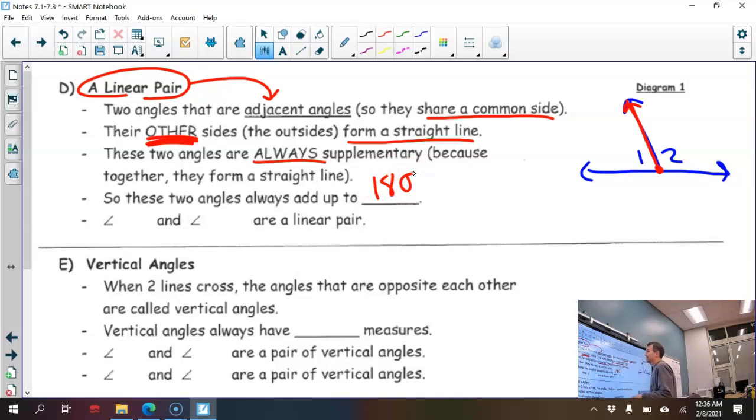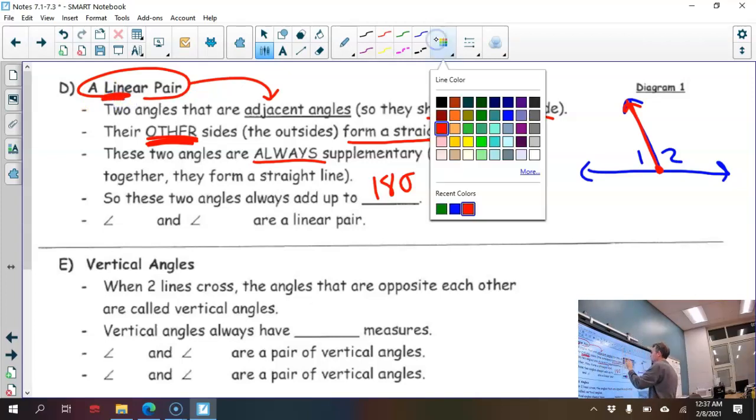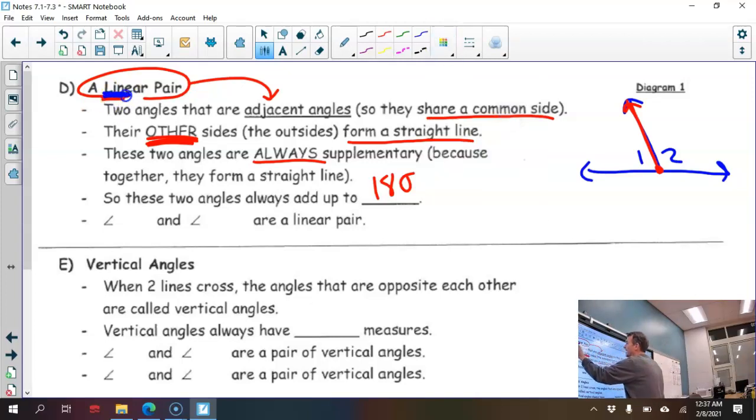So I guess what I'm saying here is the word line, let's go back to blue. The word line is right there in linear pair. Two angles whose outsides make a line are called a linear pair. Angle 1 and angle 2 are a linear pair. And they will add up to 180 degrees.